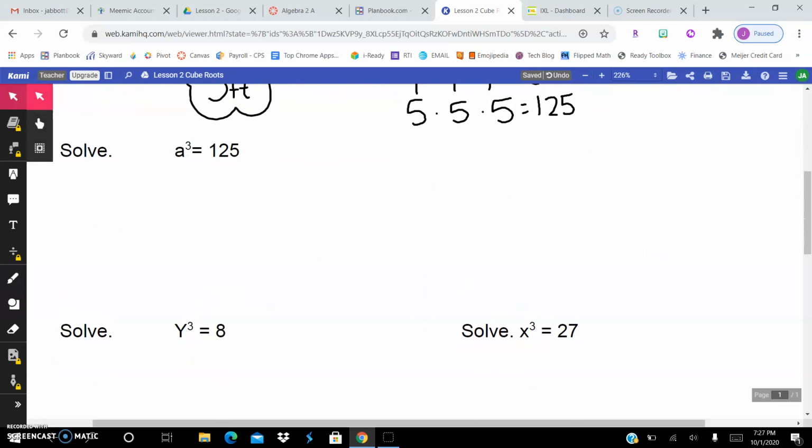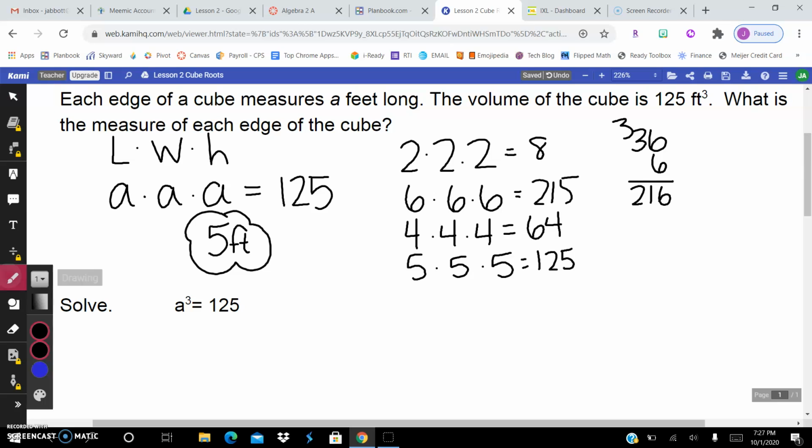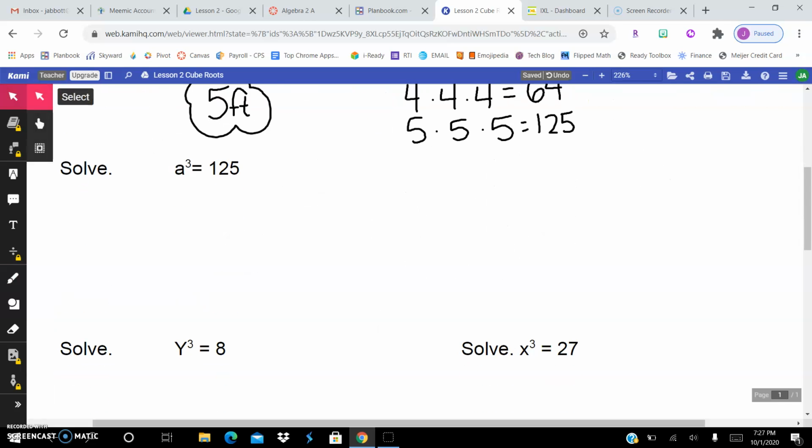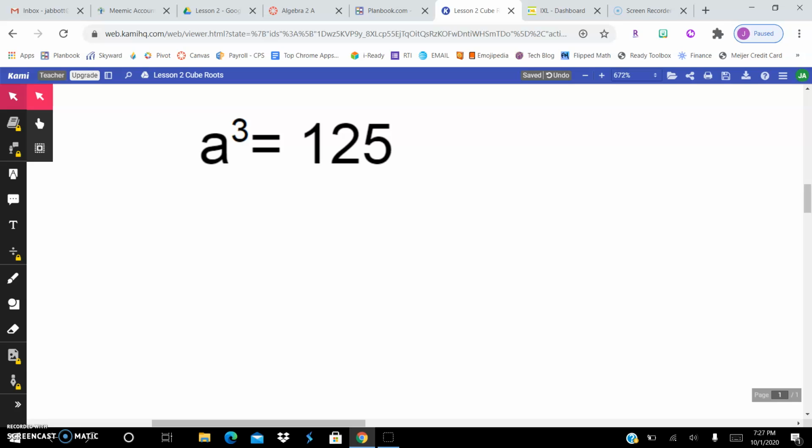Now we have to solve A cubed equals 125. If you look back here, if we put these three A's together, we would have A cubed. So we're actually doing the same problem here, but I wanted to show you how to cancel it out. This is kind of like an upside down T problem where we solve for a variable, and if we were multiplying, we would divide, and if we were adding, we would subtract, and so on.